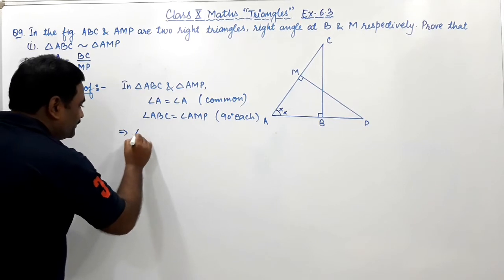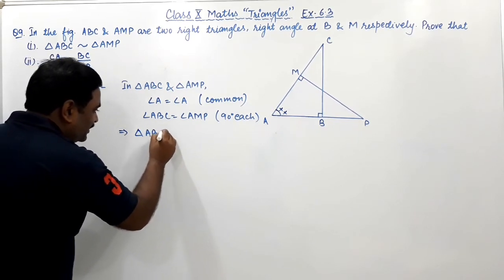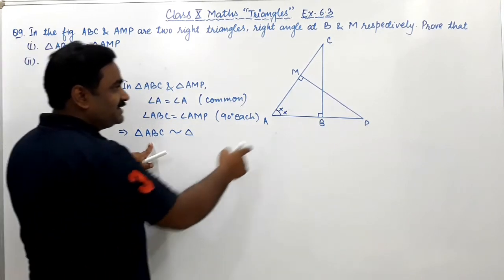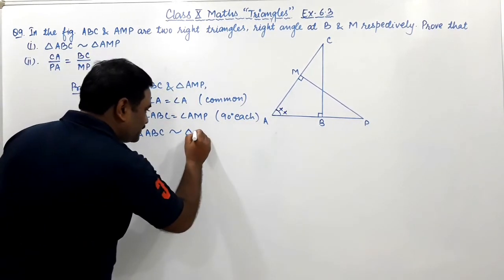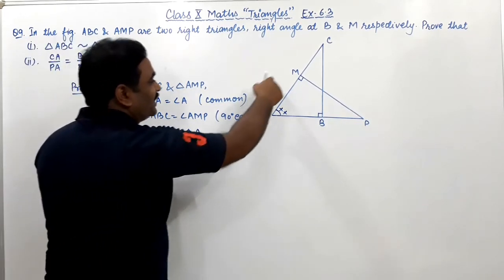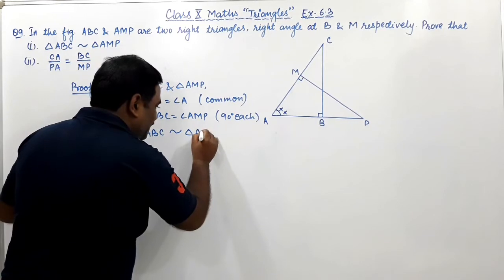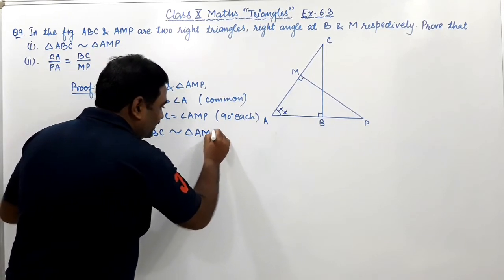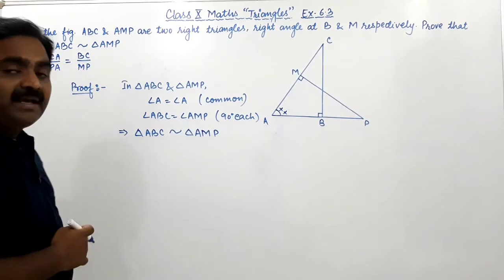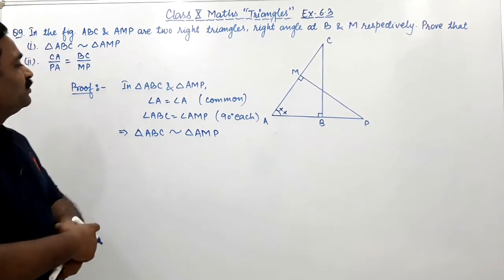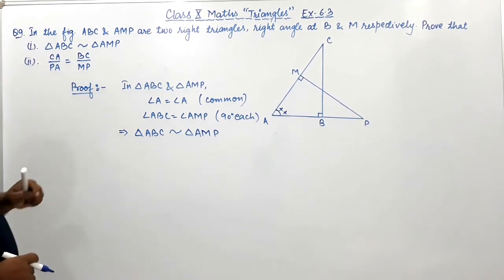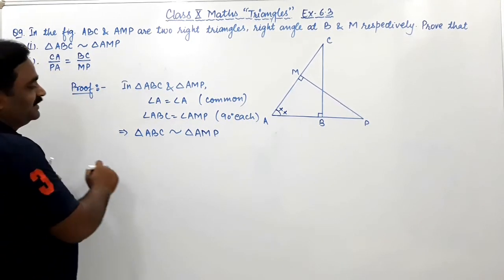Therefore, triangle ABC is similar to triangle A, as A is common in both the triangles, so you have to start this triangle also with A. And B is 90 degrees, so in this triangle M is 90 degrees. So A, M, and the remaining part is P. ABC is similar to AMP. Now, this is the first part proved. Now you are going to find out the second.